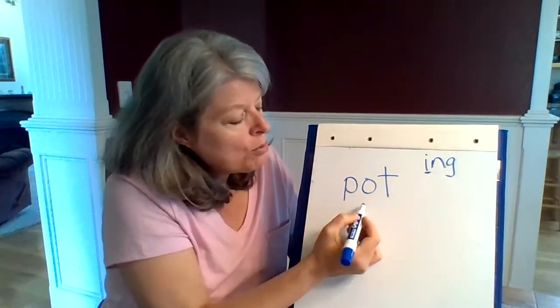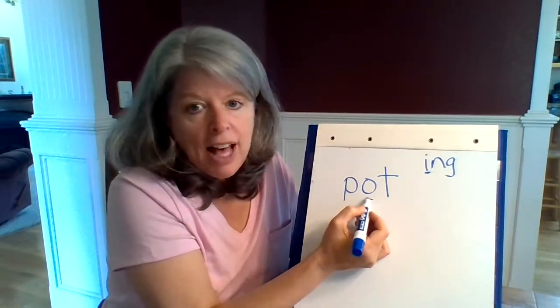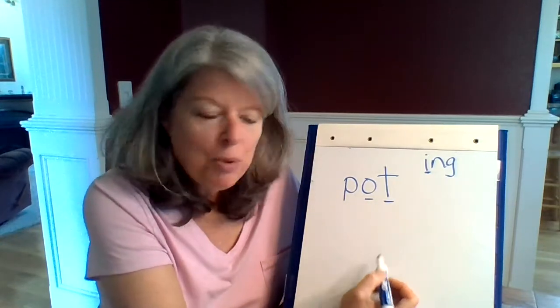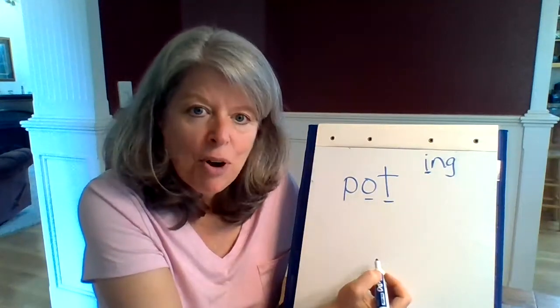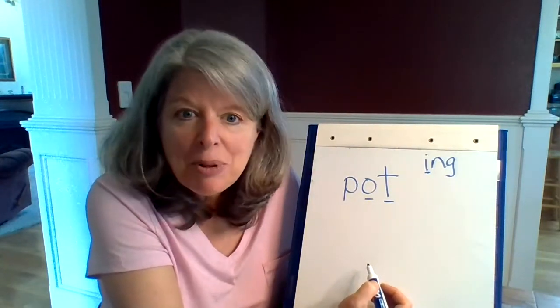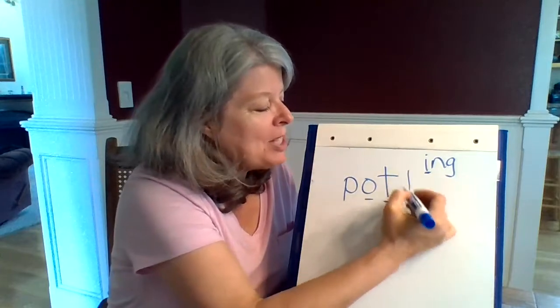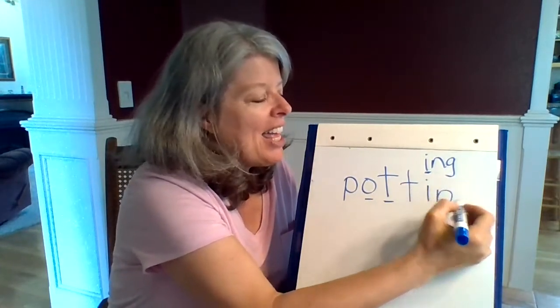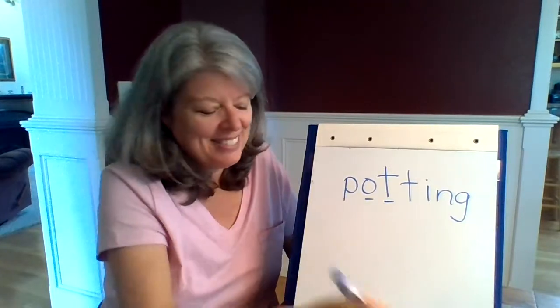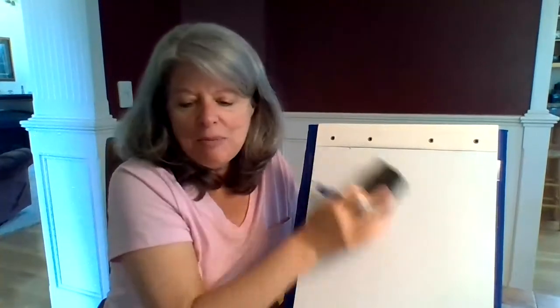When we look at our root word, we see short vowel, consonant. What's our spelling rule when we have a short vowel and a consonant before we add our suffix with a vowel? We have to double the consonant. So double T, I-N-G. Potting. All right, one more word.